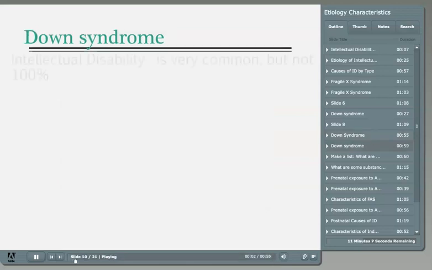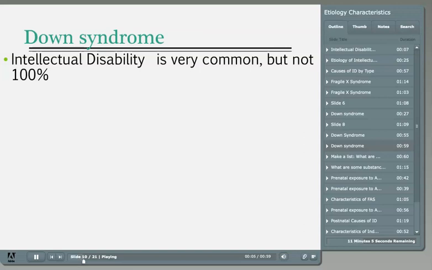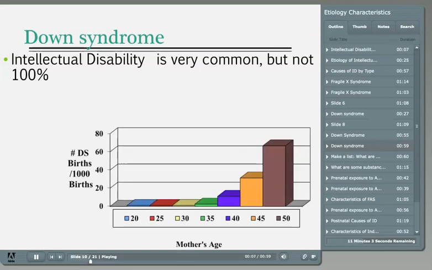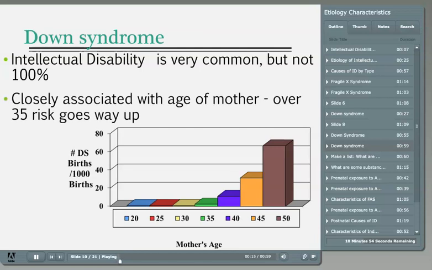Down syndrome is definitely associated with the age of the mother. You can see on the chart the number of births per 1,000 births where a child is born with Down syndrome. The risk of having a child with Down syndrome goes up once the mother reaches the age of 35. Most children with Down syndrome are born to mothers under the age of 35 because most mothers are in their 20s and young 30s when they have children.